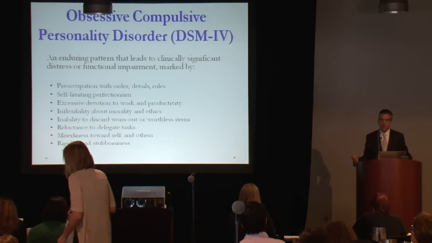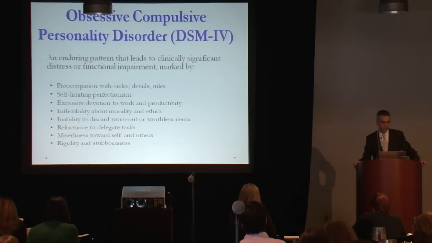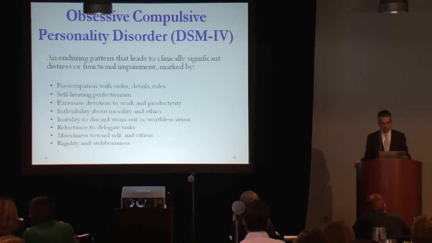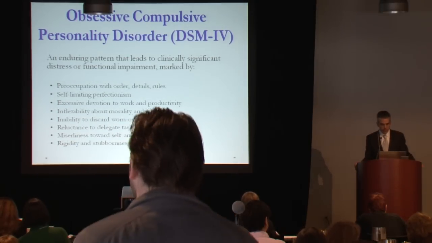And at the expense of completion of tasks. And so they run into a lot of trouble in school settings, work settings, because they're not able to complete their work. There's an excessive devotion to work and productivity at the expense of social and leisure time. So these patients will choose work over social pursuits, and that causes relationship difficulties for them.